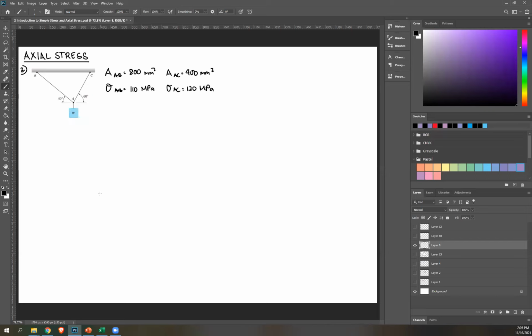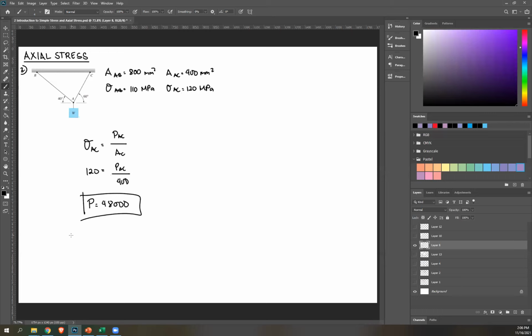Now, some of you might be tempted to solve it this way. Let's say stress AC equals force AC over area AC, right? Since it's all given, 120 equals PAC over 400. Solving for PAC, you'll say, oh, the force that it can carry is 120 times 400, which is 48,000. And then you might have that as your answer.